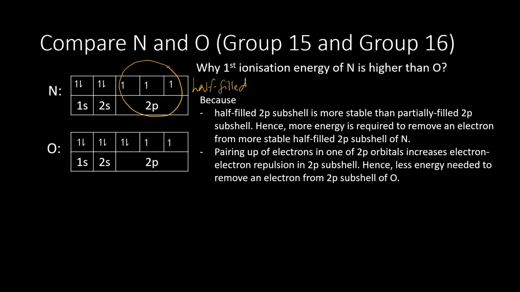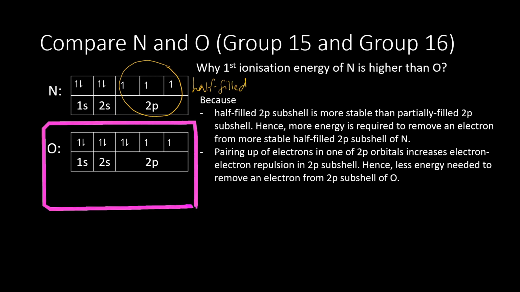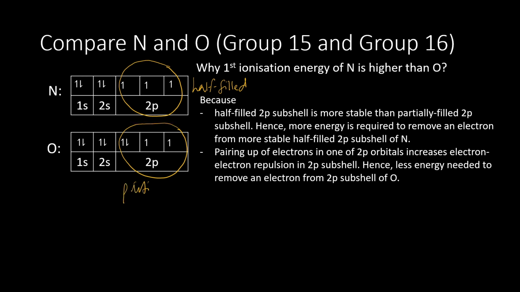And the electronic configuration of oxygen is 1s2, 2s2, 2p4. By looking at the electronic configuration of oxygen, we can see that the 2p subshell is partially filled. The half-filled 2p subshell of nitrogen is more stable than the partially filled 2p subshell of oxygen. Hence, more energy is required to remove an electron from the 2p subshell of nitrogen than the partially filled 2p subshell of oxygen.